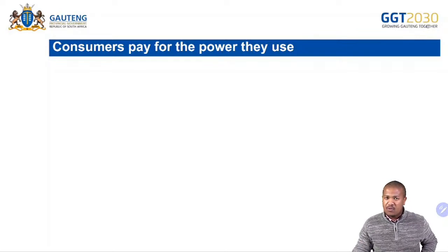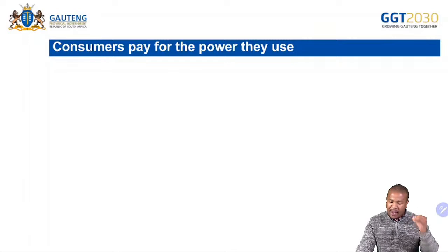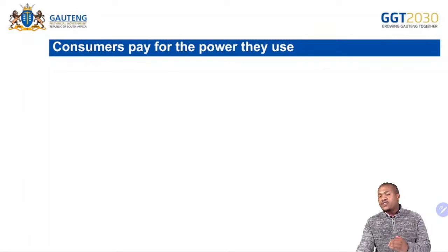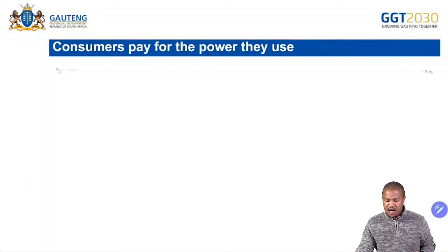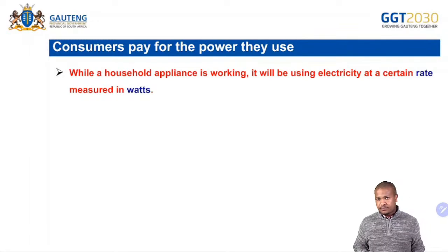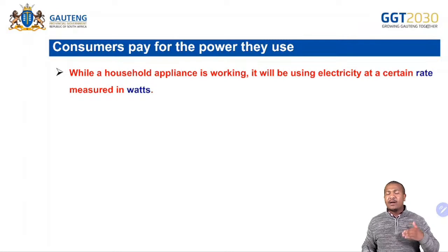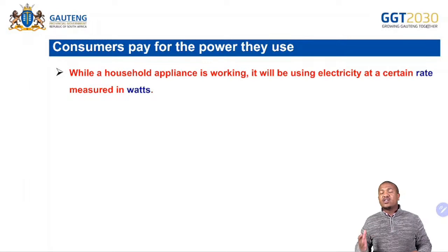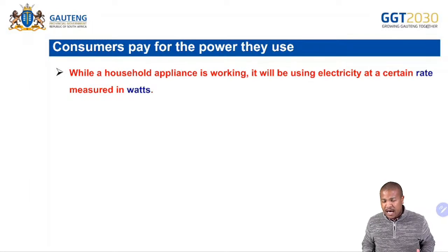Sometimes we buy electricity, sometimes we receive electricity bills at our houses. Consumers pay for the power they use, hence we need to talk of the cost of electrical power. While a household appliance is working, it will be using electricity at a certain rate measured in watts. When you plug in your kettle, it needs about 2,520 to 3,000 watts just to operate. Are we together?